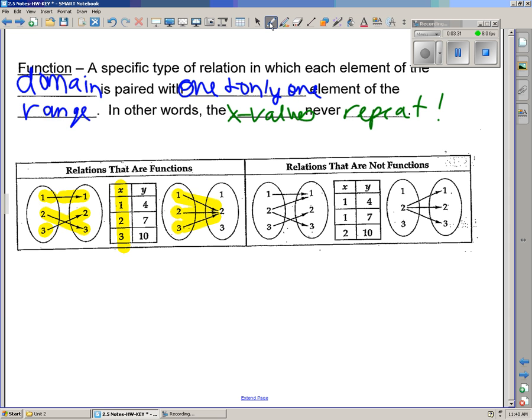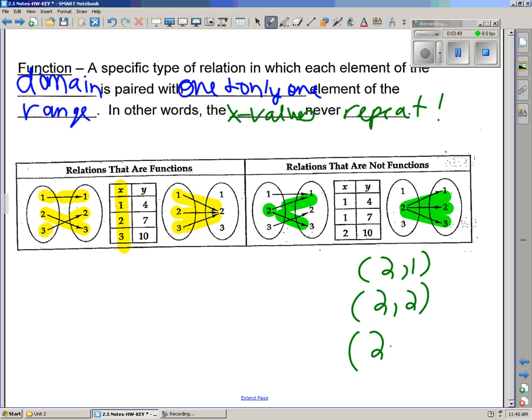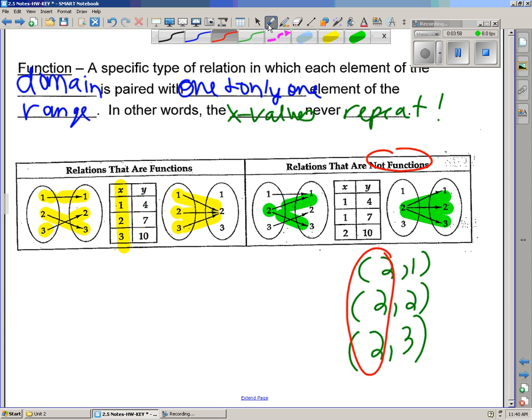When you look at the ones that are not functions, you'll see where x values do repeat. The fact that this 2 has an arrow shooting off to 2 different values means the x value is repeating. And the same thing here. This 2 is shooting off to 3 different values. So essentially what this is saying is these ordered pairs would be (2, 1), (2, 2), and (2, 3). And the fact that you've got the same x's, that's a problem. It's not a function. And in terms of looking at the x, y chart, I think that should be pretty straightforward.